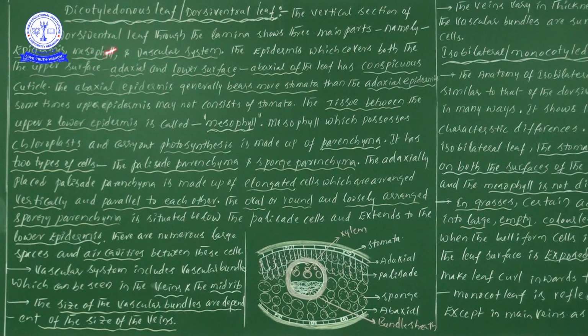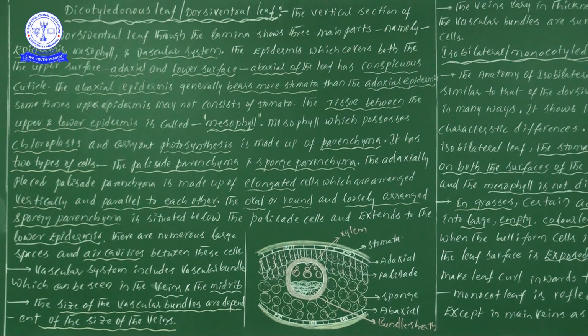Students, now in this video we are discussing the dicotyledonous leaf. We will discuss the entire information related to the dicot leaf. Most of the plants we see are dicotyledons, and monocotyledons also we will see. Both dicot plant leaf as well as monocot plant leaf we will discuss in this video.